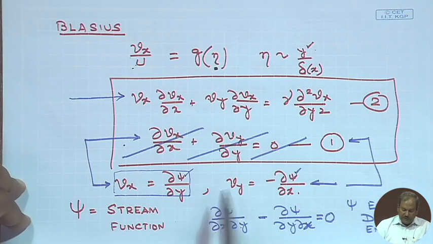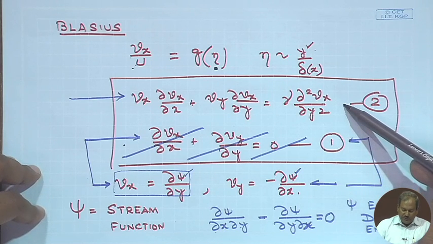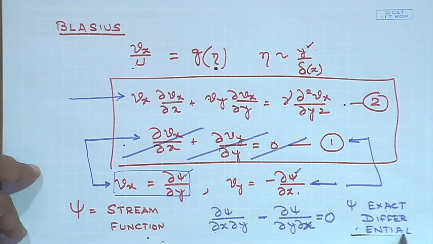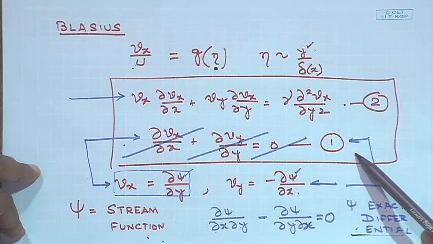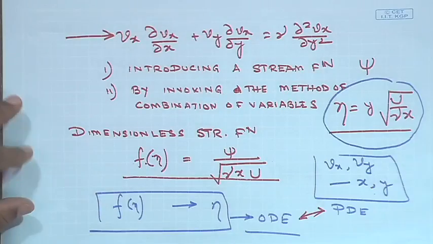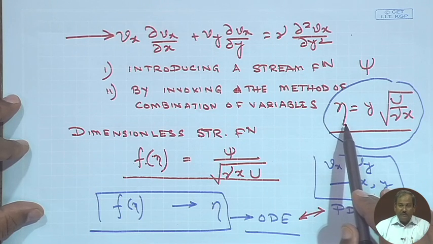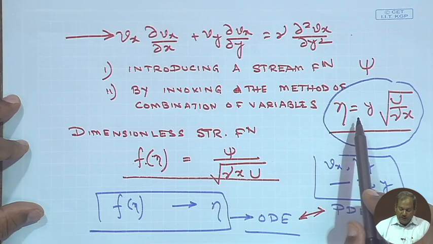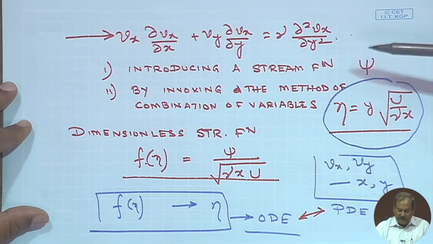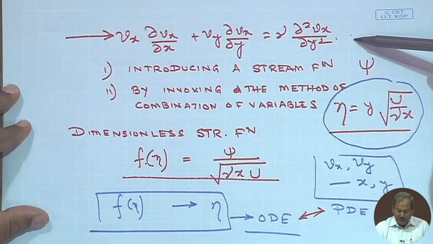So with this, then we have two equations to deal with. The first one is the equation of continuity and the second is the equation of motion. If we introduce a stream function, then because of the property of the stream function, the first equation, that is the equation of continuity, gets automatically satisfied and we are left only with the equation of motion. Using the method of combination of variables which we have discussed in the previous class, we are hoping that this PDE can be transformed to an ODE, and we would see whether it would work here in this specific case or not.